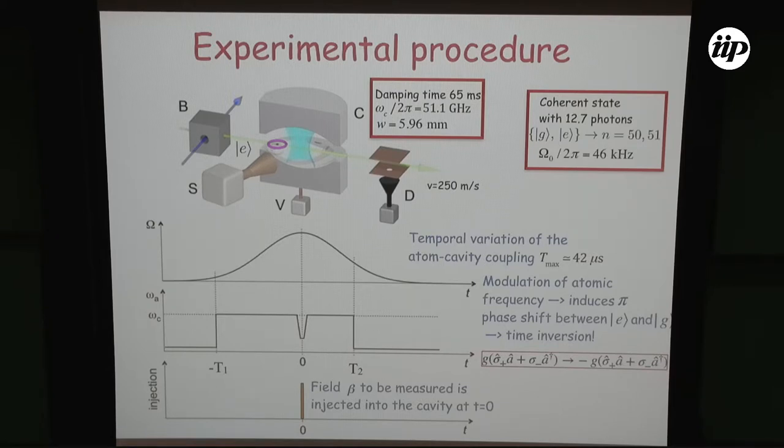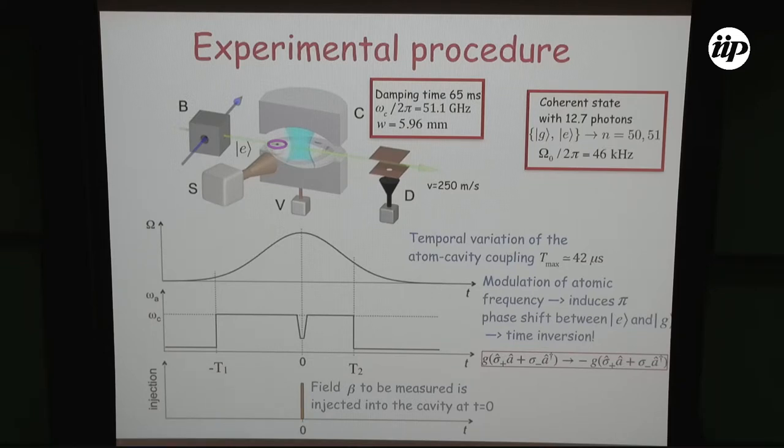It's not resonant anymore. So when this happens, the excited state acquires a phase shift because it's a dispersive interaction. It's like a refraction index, so you have a phase shift, and this phase shift induces a pi phase shift between E and G, which means that the interaction between the atom and the field in the cavity acquires a minus sign. Sigma plus is just EG. So if you have this relative phase, you get a minus sign here, so you change the sign of the interaction.